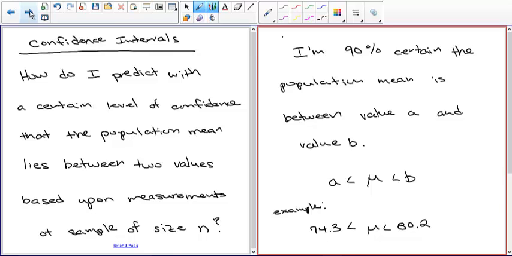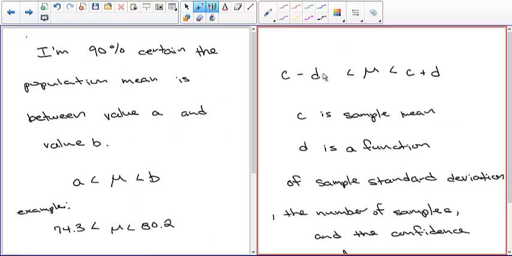So what's the procedure? What we do is typically we take the sample mean and subtract some number to get the lower number, and we take the sample mean and add the same number to get the upper value. Because the sample mean is our best estimate of the population. We have no idea what the population is. We can only estimate it based upon the things that we actually measure.